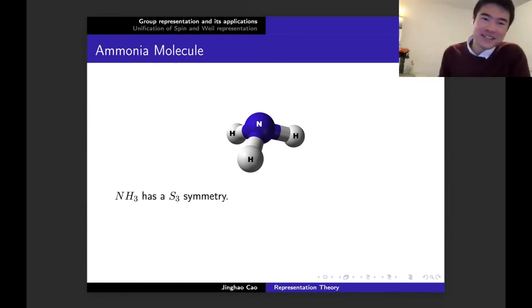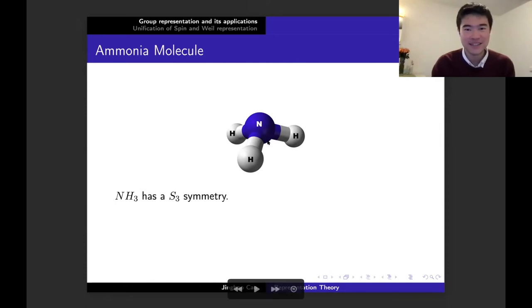And if we take a look at this molecule, it's clear to us that it has this S3 symmetry, because this N is a little bit bigger than H, and a little bit heavier. Sorry about my non-chemistry language here. But if we have this molecule over here, we can just imagine the H to be a triangle. We can just permute the H, and NH3 has an S3 symmetry.